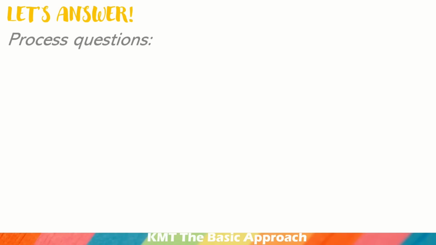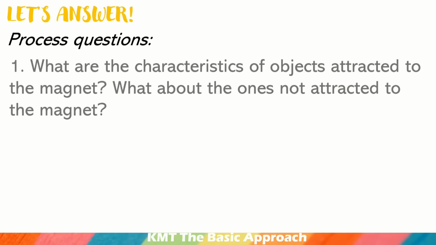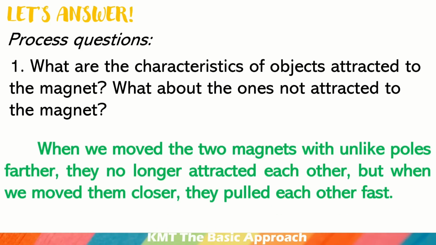Let's answer the process questions. What are the characteristics of objects attracted to the magnet? What about the ones not attracted to the magnet? Great! When we move the two magnets with unlike poles farther, they no longer attract each other. But when we move them closer, they pull each other fast.